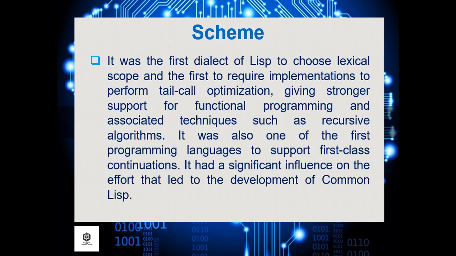It was the first dialect of Lisp to choose lexical scope and the first to require implementations to perform tail call optimization, giving stronger support for functional programming and associated techniques such as recursive algorithms. It was also one of the first programming languages to support first-class continuations. It had a significant influence on the effort that led to the development of Common Lisp.